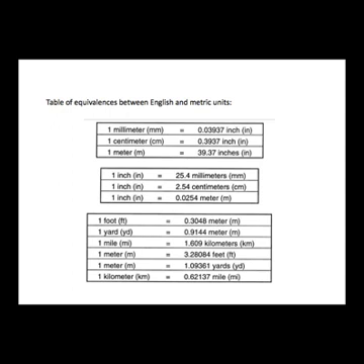Once you have that, you can convert between the English and the metric units. 1 millimeter is 0.03937 inches. And in this way, you can multiply and divide between the two scales to figure out distance.